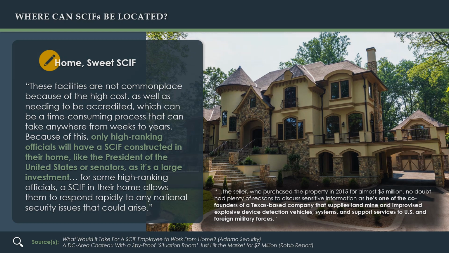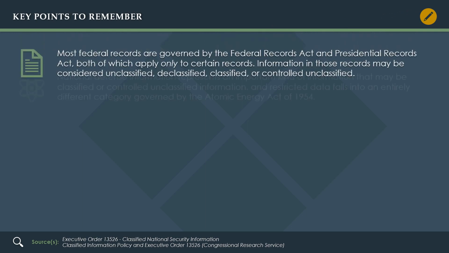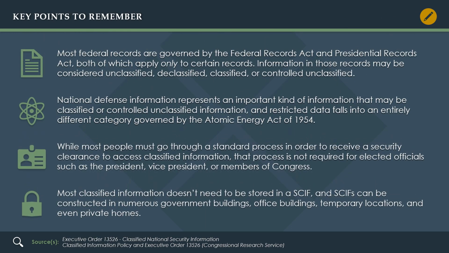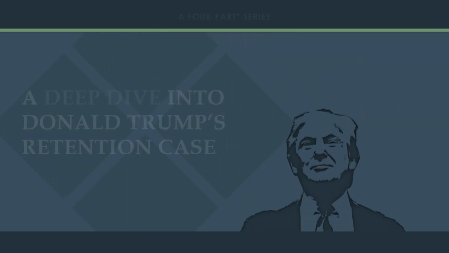This brings us to the end of the first part of the series. At this point, you may want to pause and absorb some of the key facts surrounding both federal records and classified information, as well as some of the sources that were cited. In particular, Executive Order 13526 and the Congressional Research Service report shown at the bottom are highly valuable resources as a starting point in understanding classified information.